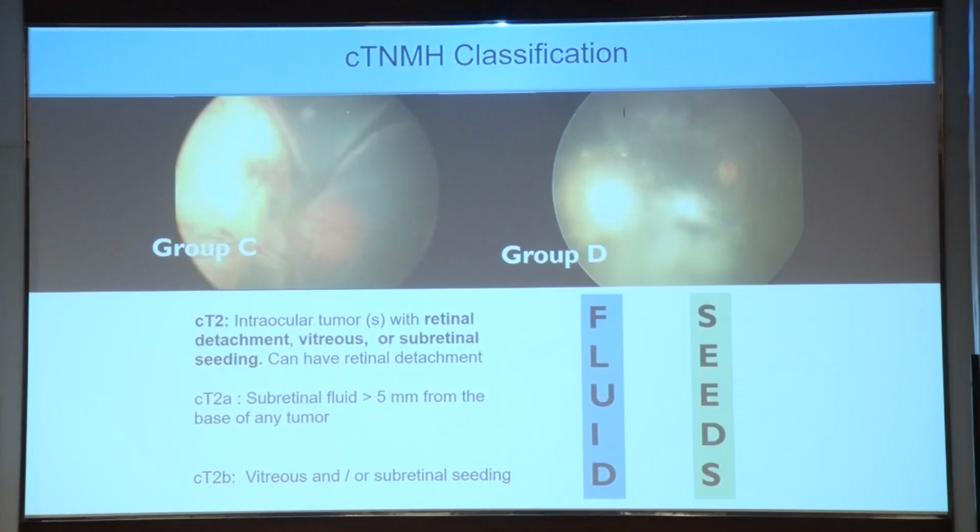All right, now let me switch over to the TNM again. So in cT2, they have fluid and seeds. All right. A is with subretinal fluid, B is with vitreous and subretinal seeding. So in T2, there are two components which are being taken care of, fluid and seeds, which is again correlating to C and D. Okay, done? Perfect. Don't forget it.